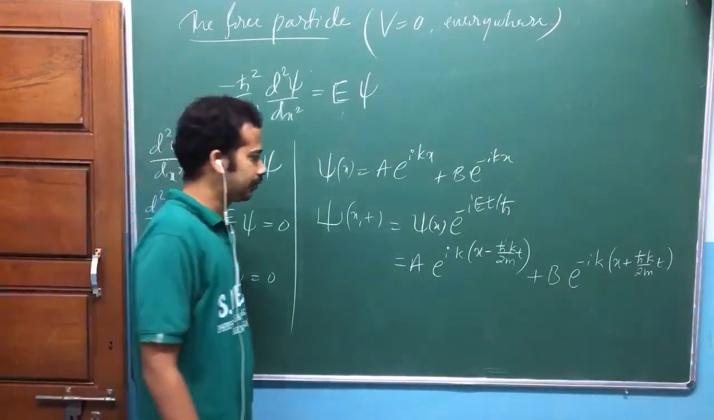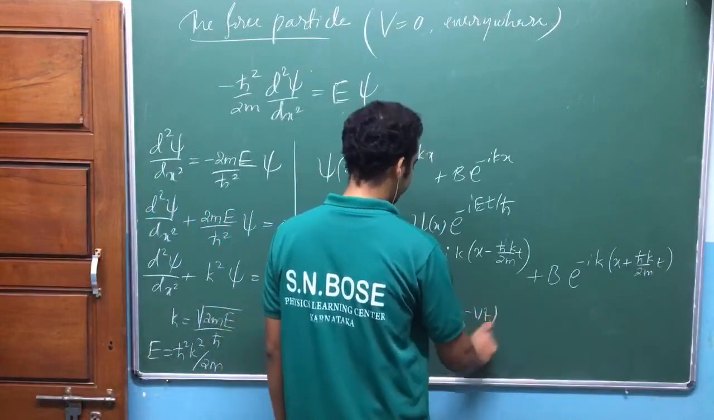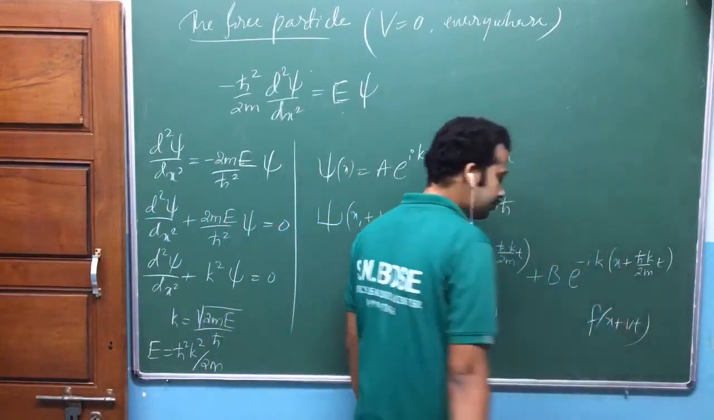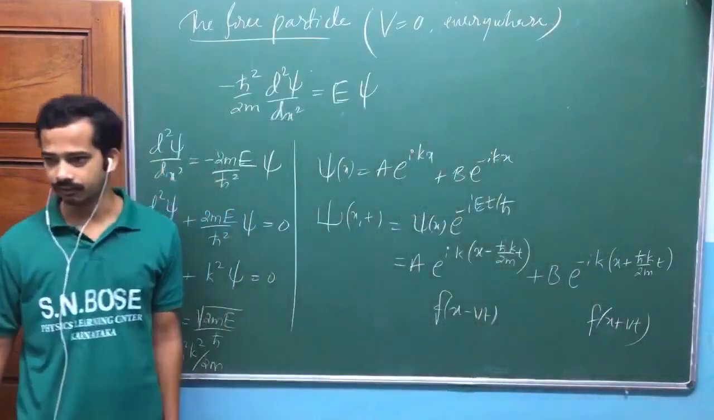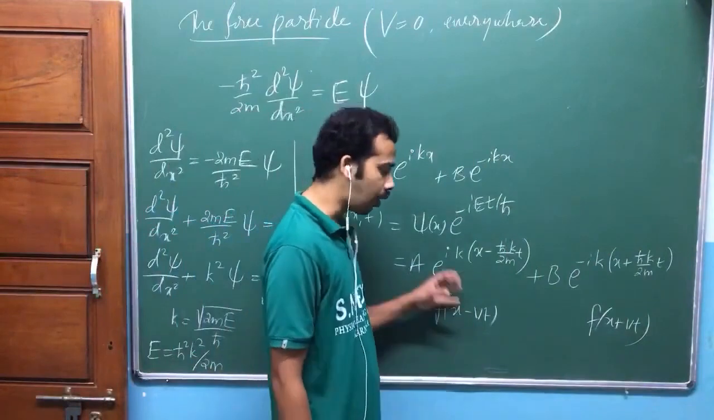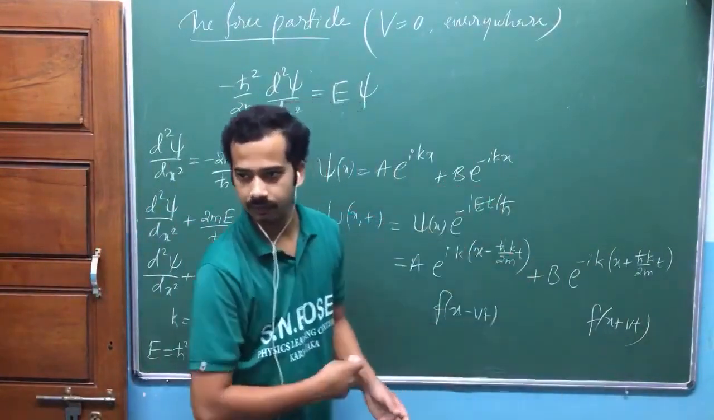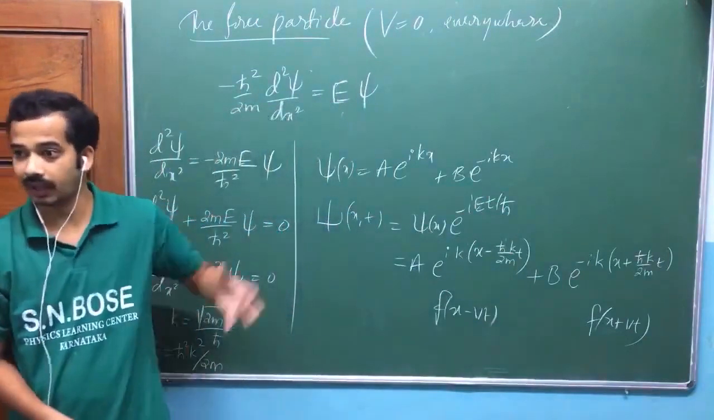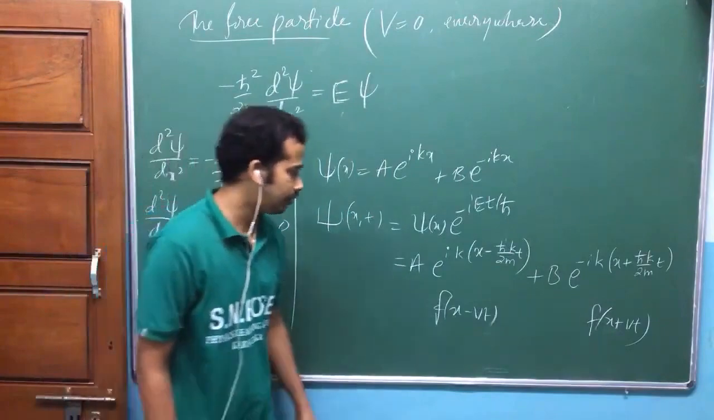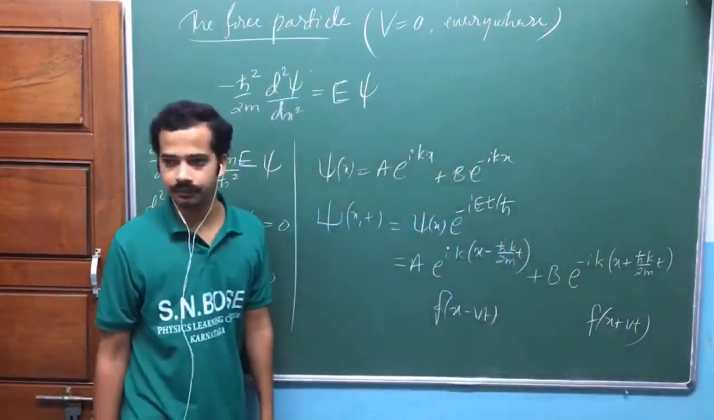Now look at this one carefully. This is a function of x minus vt. This is a function of x plus vt. This will represent a traveling wave. I'll discuss later, in electrodynamics, how this kind of function will represent a wave which is traveling from one position to another by carrying energy, in the case of the electromagnetic chapter. But now you should believe that this will represent a kind of traveling wave.